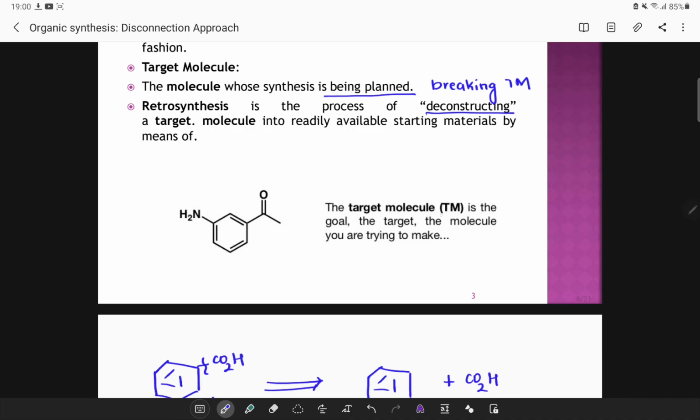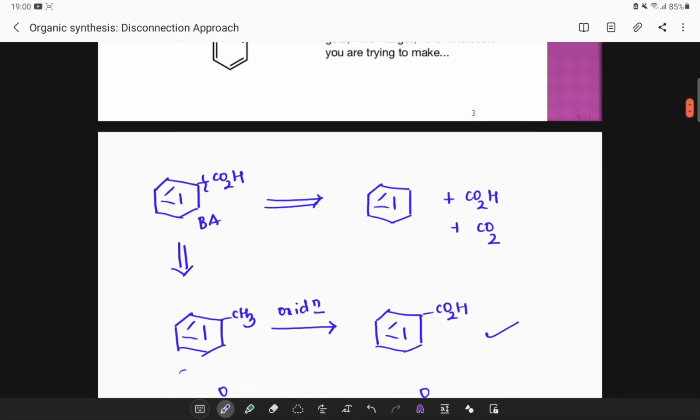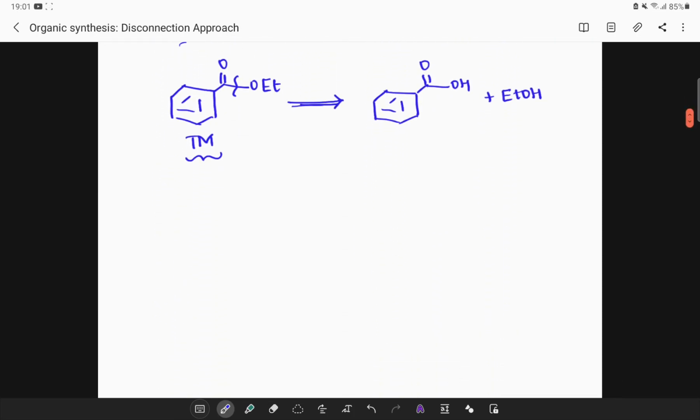The target molecule, now represented as TM, is the goal, the molecule that we are trying to make. For example, this meta-aminobenzoic acid can be considered as my target molecule. If I consider that as my target molecule, I need to break down the system.